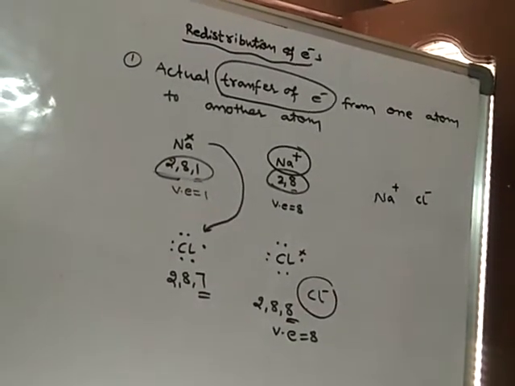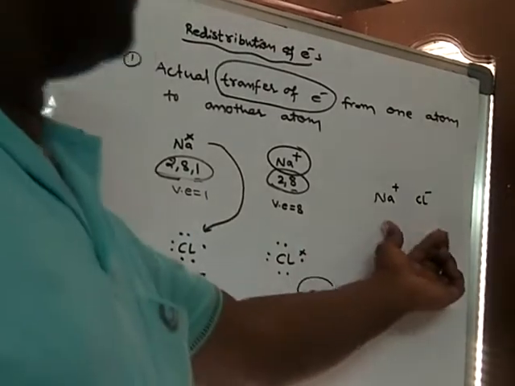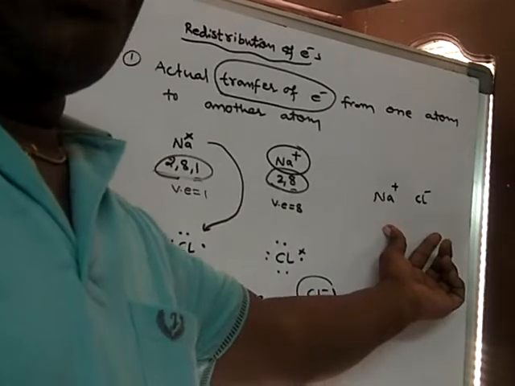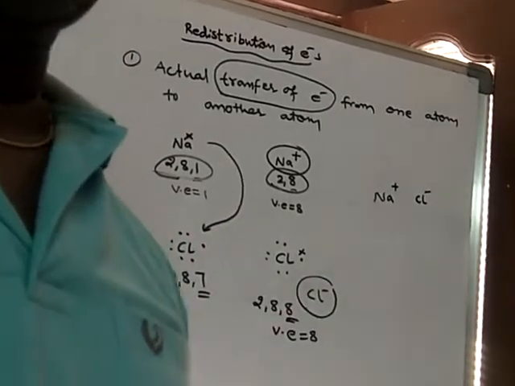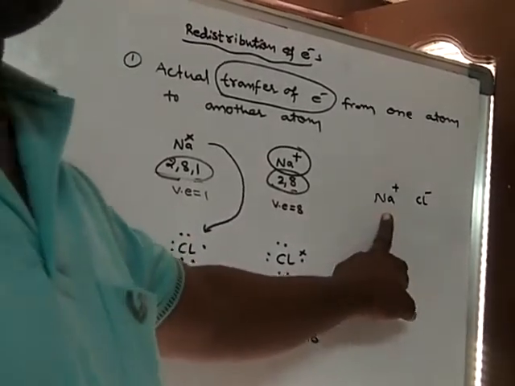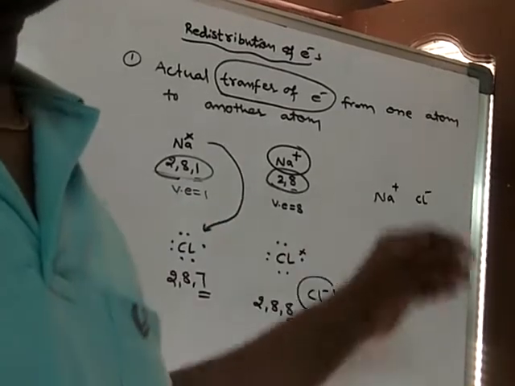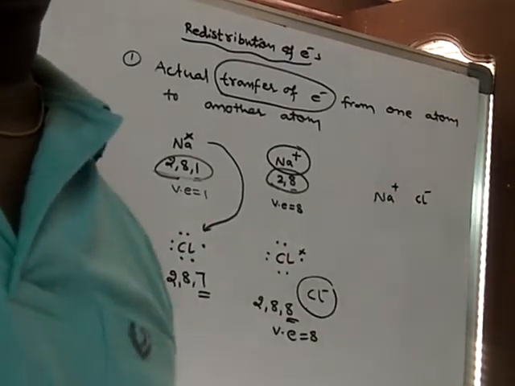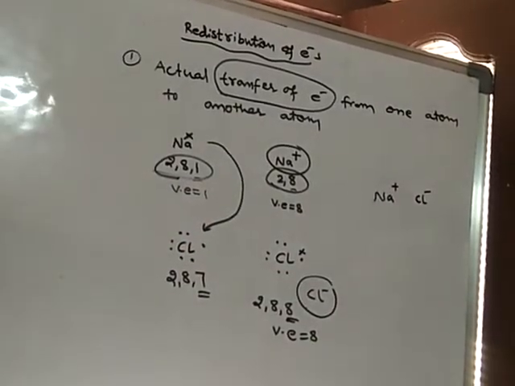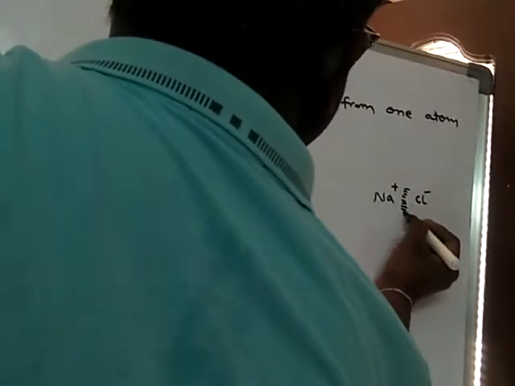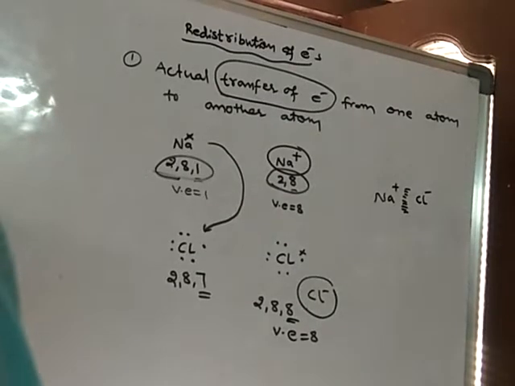Now they are very close to each other. So when they are in close contact, what happens? The force of attraction will develop, because this is a positive charged ion and this is a negative charged ion. Whenever oppositely charged ions are very close, some force of attraction is developed between them.